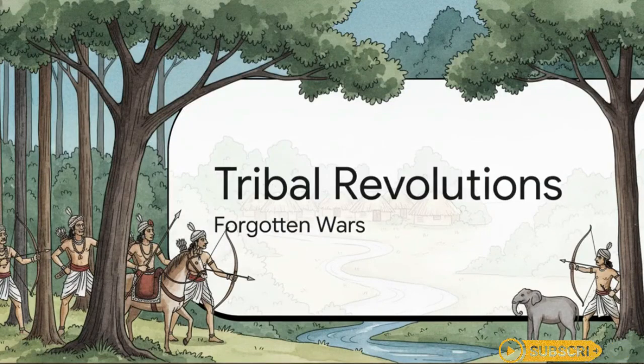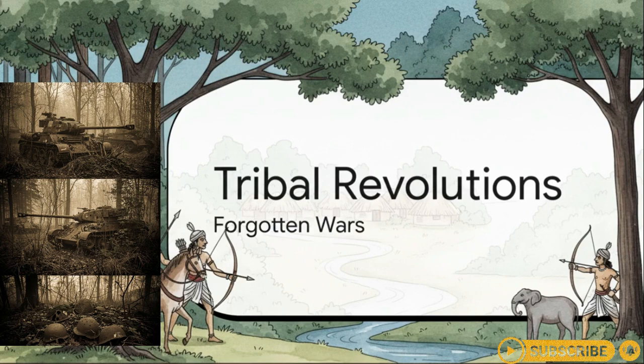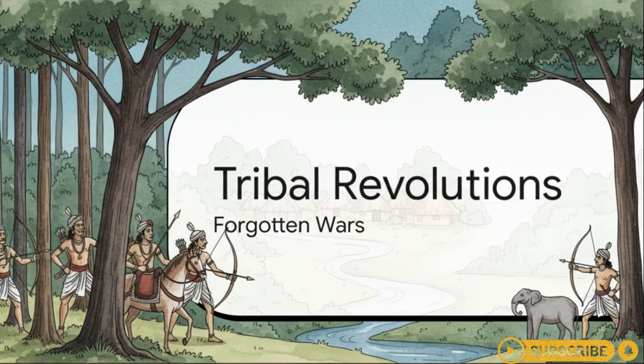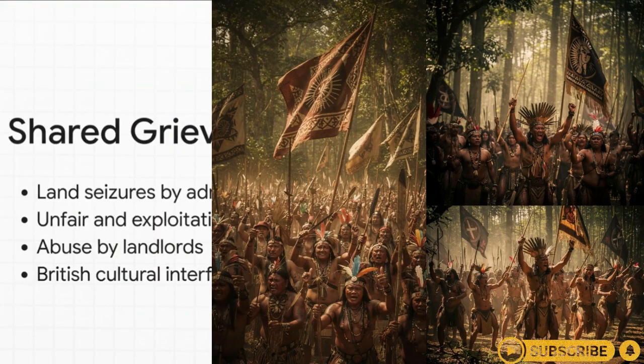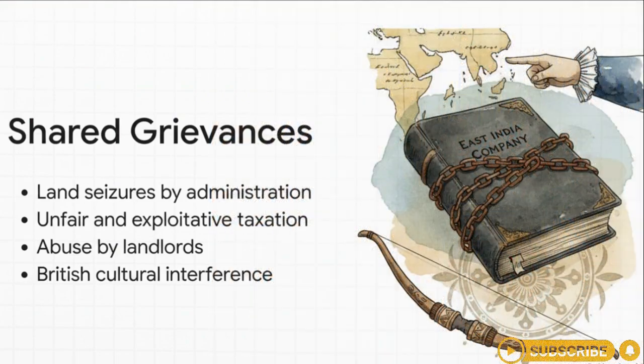Section 3. Forgotten Tribal Revolutions. Because resistance wasn't just in the forts, it was in the forests. A crucial thing to remember is that this fight was fiercely fought in the villages by India's tribal communities. Whether it's the Paika Rebellion of 1817, which, by the way, many historians consider India's true first freedom struggle, or the Santhal Rebellion, they shared some major systemic grievances. We're talking rampant land seizures by the administration, totally exploitative taxation, terrible abuse by landlords and moneylenders, and aggressive British interference with their local culture. These economic and cultural grievances were the exact fuel needed for a revolution.